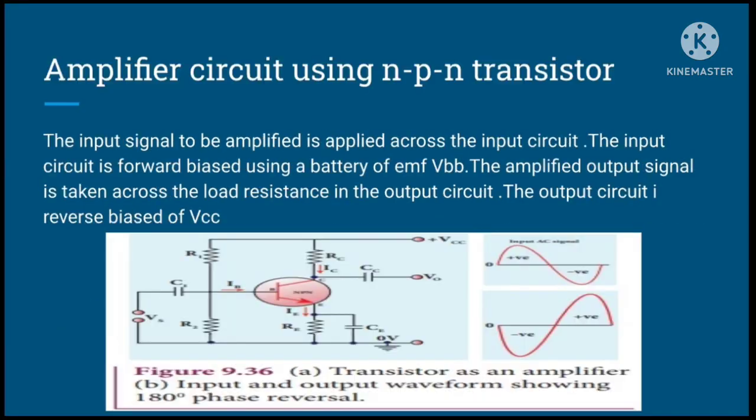So now we are going to understand the first amplifier circuit using an NPN transistor. The input signal that is to be amplified is applied across the input circuit. Input circuit means the base emitter circuit. The input circuit is forward biased with the help of a battery. The amplified output signal is taken across the load resistance in the output circuit, that is across the collector emitter circuit. So the output circuit is reverse biased, and in this way we amplify the input signal.